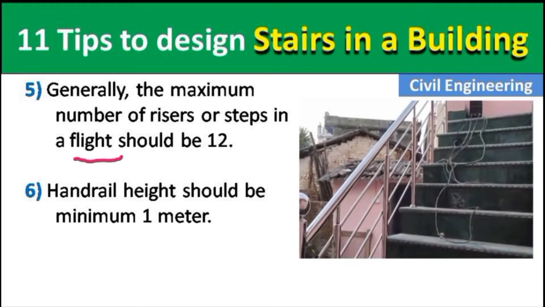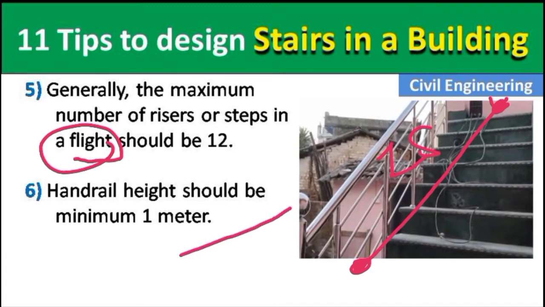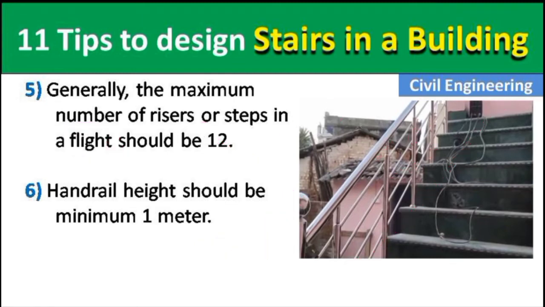Okay guys, what is a flight? For example, this is our first landing and this is our second landing, then when we go from one landing to another landing, this is known as one flight. Okay, for example, if this is our stair from here to here and another stair is from here to there, this will be our first flight and this will be our second flight. Okay, so there should not be more than 12 steps in one single flight. After that, point number 6 is handrail height should be minimum 1 meter.